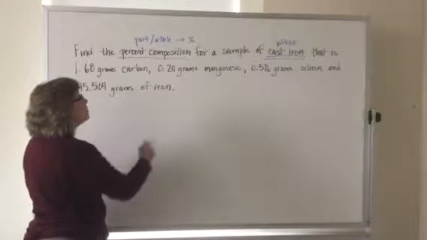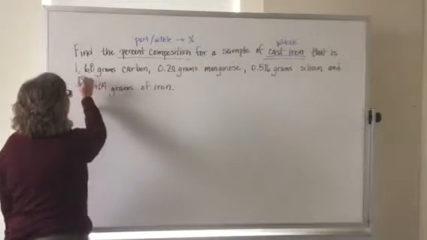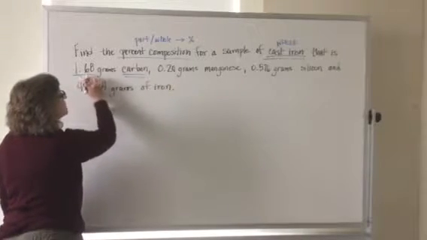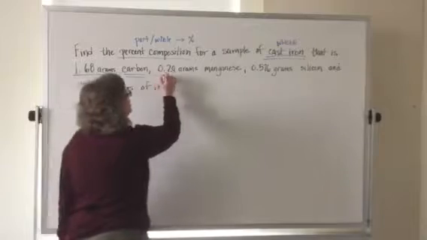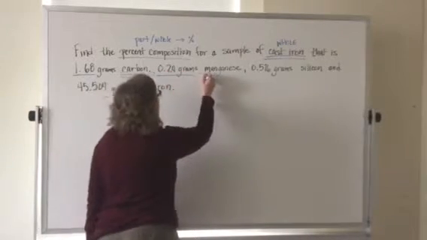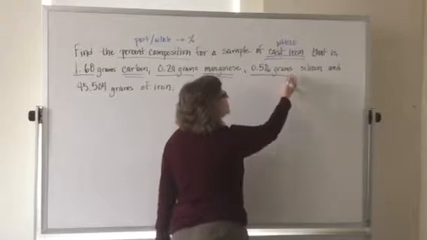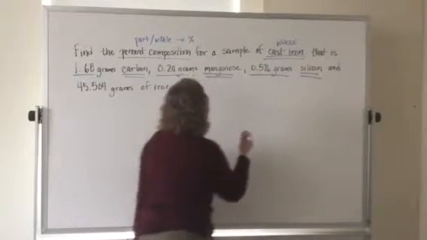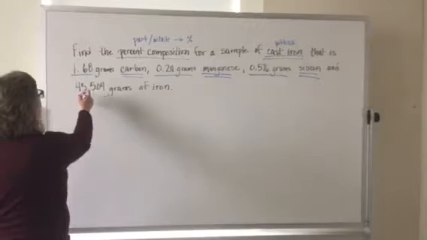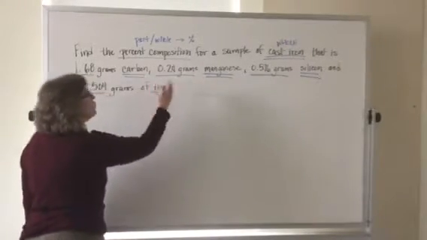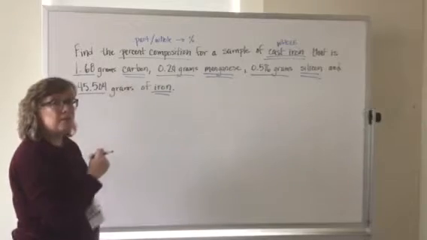So what we're going to do is look at the fact that we have this many grams of each substance: 1.68 grams of carbon, 0.24 grams of manganese, 0.576 grams of silicon, and finally, 45.504 grams of iron. So there are your 4 elements that make up cast iron.